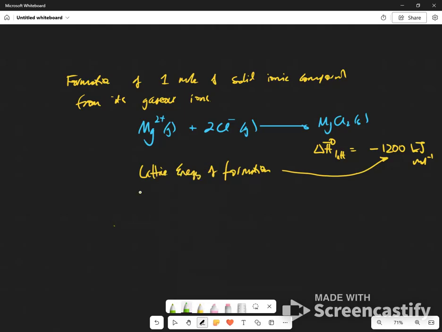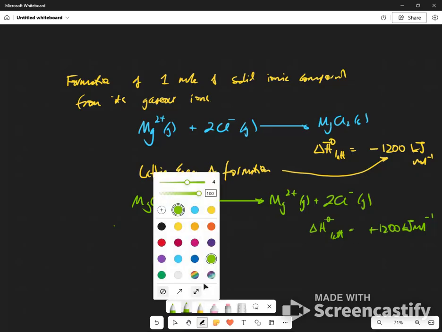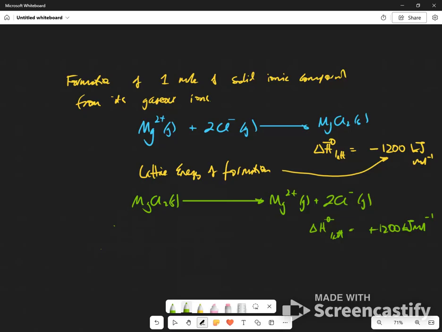Now, let's have a look at the reverse reaction. Let's get a different color. If I smash up the lattice like this into Mg2+ gas and 2 chloride ions gas. Now, obviously, it's exactly the same process, but it's in reverse. So this one is going to be delta H lattice, believe it or not again, but this time we're breaking it, so it's going to be plus 1200 kilojoules per mole, because we're breaking the lattice. So what on earth is going on? Well, this one would be called the lattice energy of dissociation.